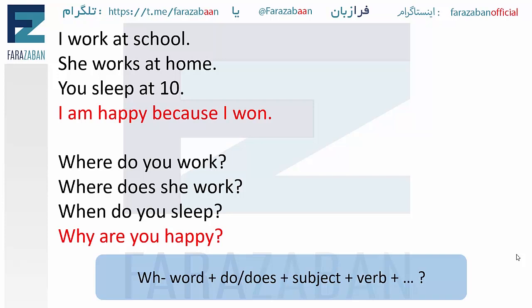Okay? پس این ساختار شد WH word plus do or does. We use do or does, we use does for he, she or it, plus the subject like I, you, he, she, Sarah, Jack, plus the verb and the rest of your question. Okay? But look at one example.